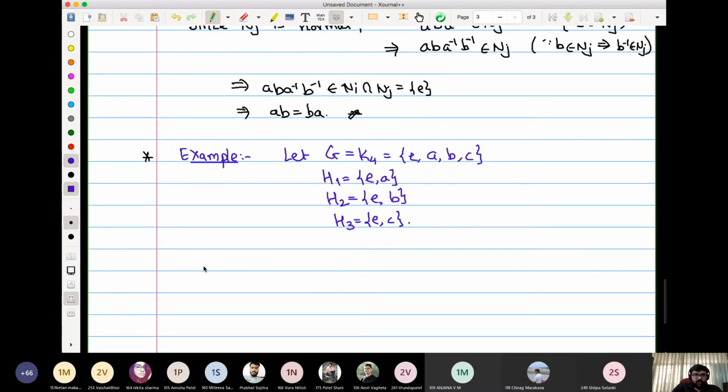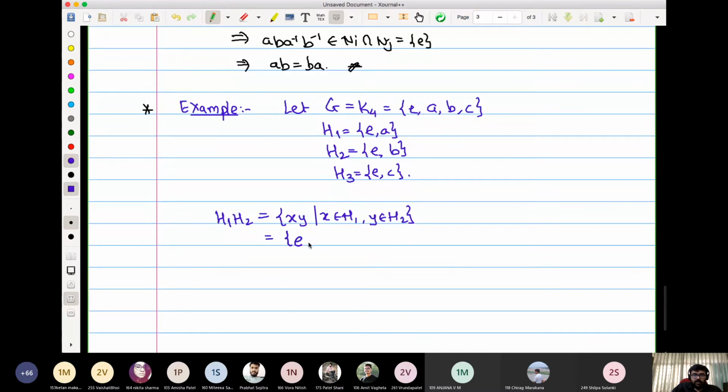So what about H1, H2? What is H1 H2? It is the set of XY such that X belongs to H1 and Y belongs to H2. So I can take first E from H1 and E from H2. That is the first option. Then from H1 I take E and from H2 I take B. Then the option is AE, taking A from H1 and E from H2. And then the last one is AB, all different combinations.